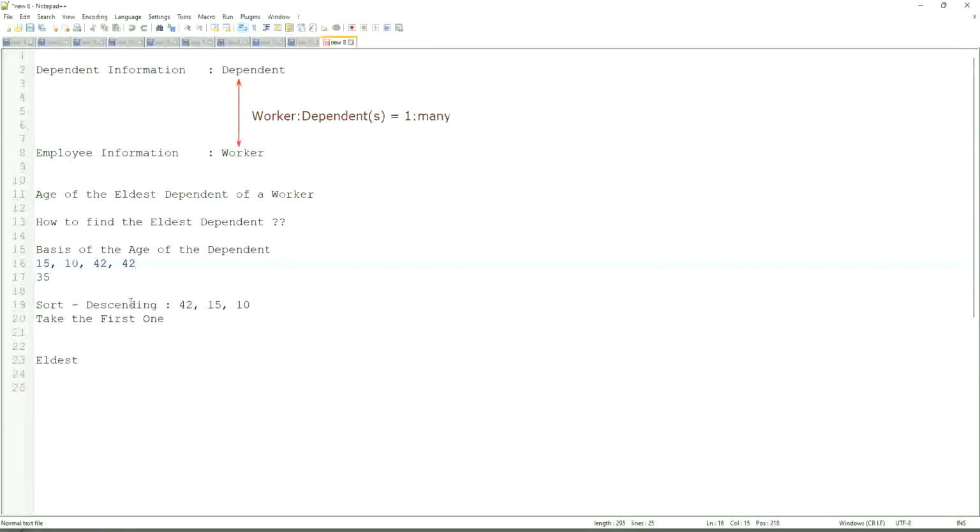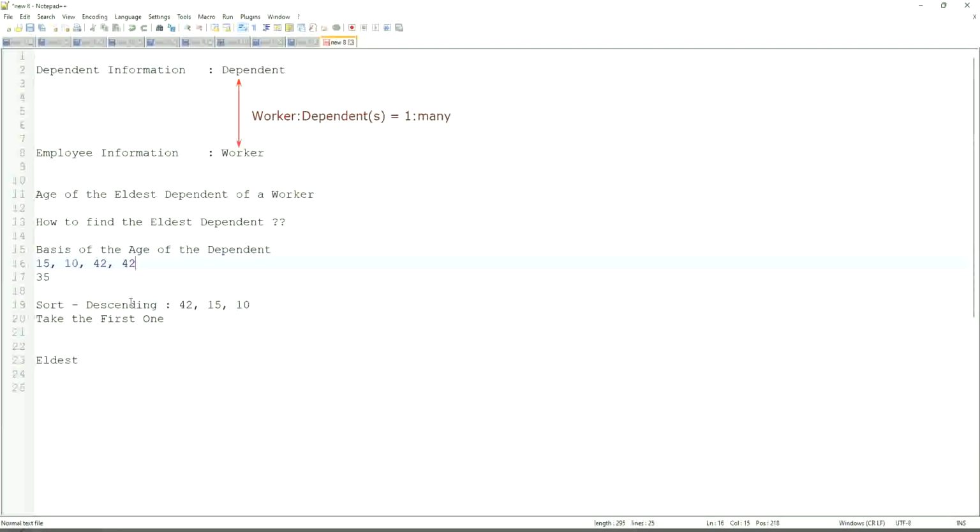Spouse and child most likely are not going to be the same age. Right. But yeah, if there are multiple dependents, maybe you give a higher priority to the spouse. So in that case you have to think of another factor to act as a tiebreaker.